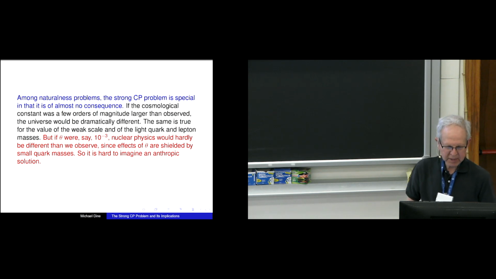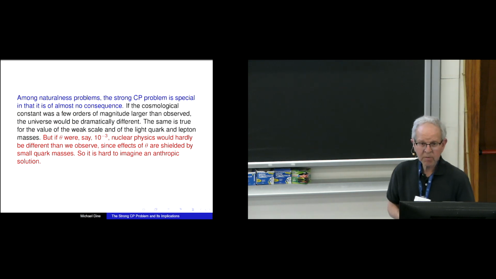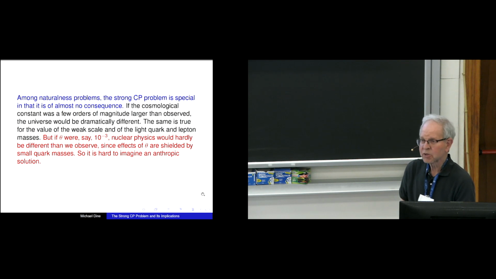And one of the things that I think about in this context is that among naturalness problems, the strong CP problem is special in that it is almost of no consequence. That compares with the cosmological constant. If the cosmological constant was a few orders of magnitude larger than observed, the universe would be dramatically different. And the same is true for the value of the weak scale and the values of the light quark and lepton masses. But if theta were not 10 to the minus 10 or smaller, but say 10 to the minus 3, nuclear physics would hardly be different than we observe, since effects of theta are shielded by small quark masses. So it's hard to imagine, for example, an anthropic solution. You may not like anthropics, but it's not even clear how you would implement such a thing.